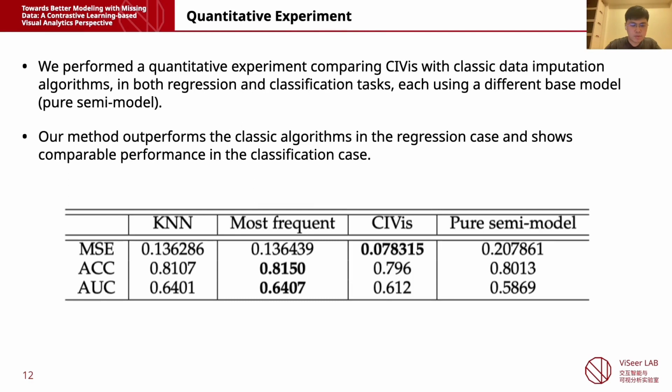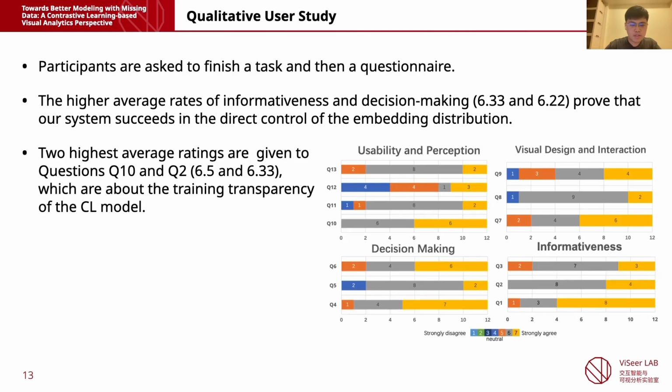In quantitative experiments, we compare series with classic data computation algorithms for two tasks involving two models. Our method excels in the regression task and shows comparable performance in the classification case. In the qualitative user study, participants are asked to experience our system and offer assessments. Two results are impressive. The high scores in informativeness and decision-making prove that our system succeeds in the direct control of embedding distribution.